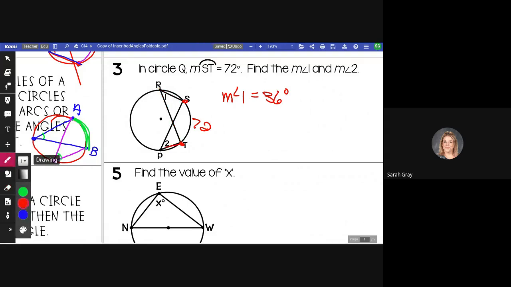Then if we look at angle 2, the same thing is happening in a different spot. It's opening up to an arc that's 72 degrees. So the measure of angle 2 is 36 degrees. So we don't really need a special theorem to tell you that. You just have inscribed angles opening up to the same arc. Makes sense that they're the same measure.